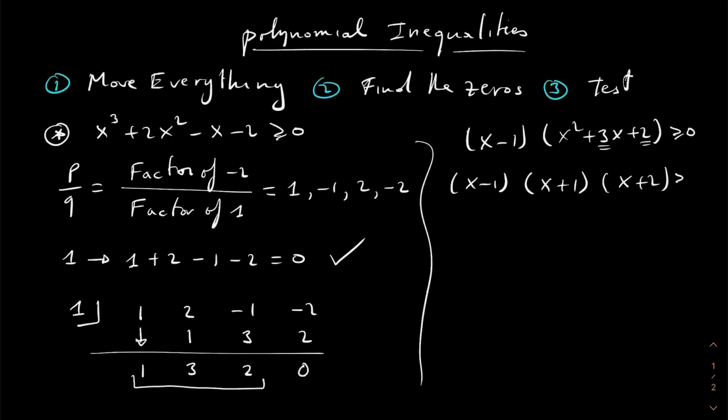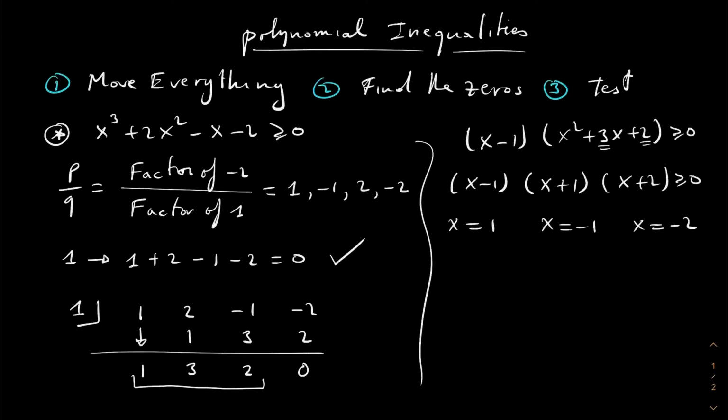With that, I can finally say that my zeros are going to be x equals 1, x equals negative 1, and x equals negative 2, coming from each of the factors that I have here. And of course, each of those has multiplicity 1, which means that the sign is going to change every time you go past a zero.